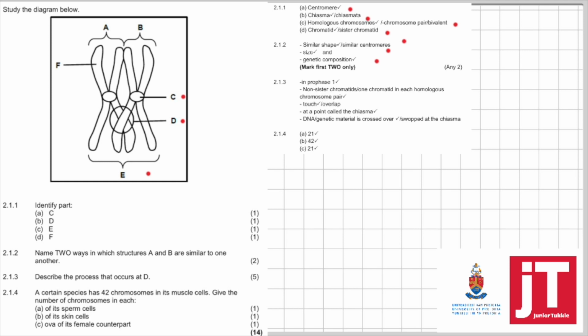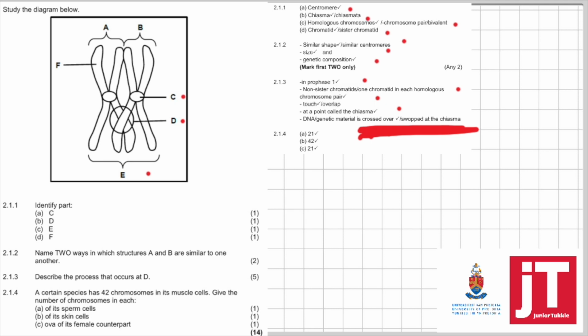2.1.3 Describe the process taking place at D. At D, that is crossing over. So what takes place at crossing over? In prophase 1, the non-sister chromatids, or one chromatid in each homologous chromosome pair, touch at a place called the chiasma, and then genetic material is exchanged or swapped at the chiasma.